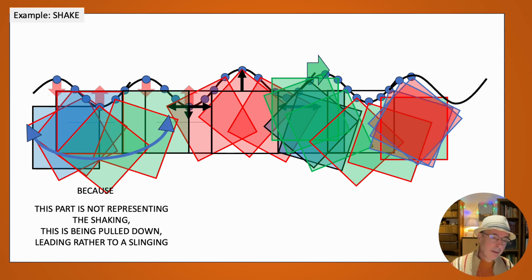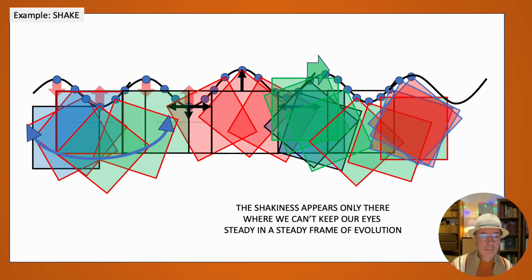Because this part, for instance, is not really representing shaking. It's being pulled down, and it rather performs a kind of slinging. It's not really shaking. It's not the same thing. It comes close, but it's not that. So that's not the essence. The shakiness, in this frame which I tried out, appears only where we can't keep our eyes focused, where they can't remain steady in the same frame of evolution on this time frame where things are evolving.